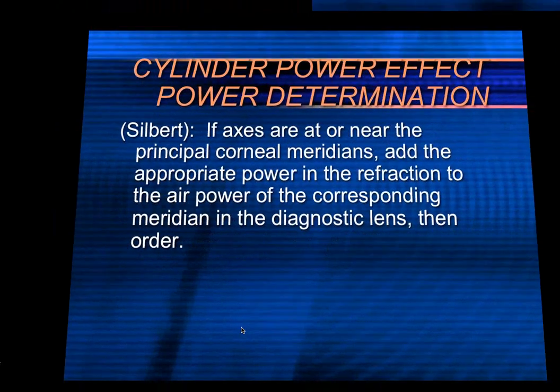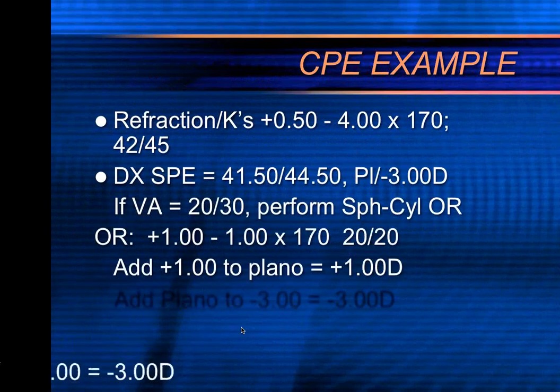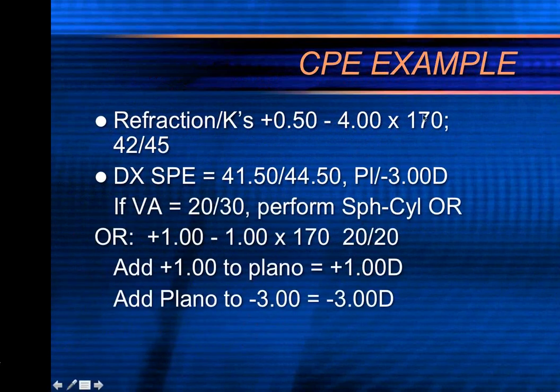So in English, that means, let's say this is your refraction, right here, plus 50 minus 4 times 170. Here are your K values, 42 times 45. You select a diagnostic lens slightly flatter than K, so you have 41.50 and 44.50, and again the lens powers are plano and minus 3, and this is all based on the Polycon SPE diagnostic set. Your VA with a spherical overrefraction is 20/30, so then you need to perform a sphero-cylinder overrefraction. Well, your sphero-cylinder overrefraction is +1 minus 1 times 170.